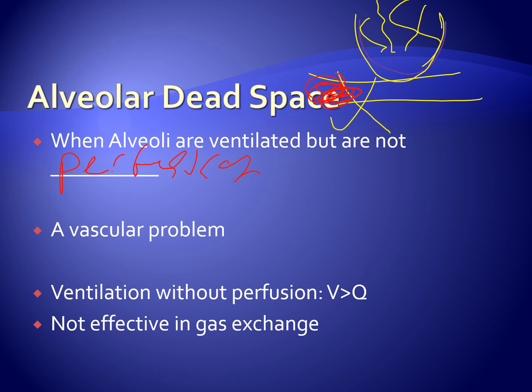So we have more ventilation, that's the V, than the perfusion, which is the Q. And the Q stands for perfusion, or QT, which would be the cardiac output, which is a way of looking at perfusion. So this is not effective gas exchange. So if we have someone that lost a lot of blood from a trauma, right? Like we go back to that guy that was in the car accident. They lost a lot of blood.